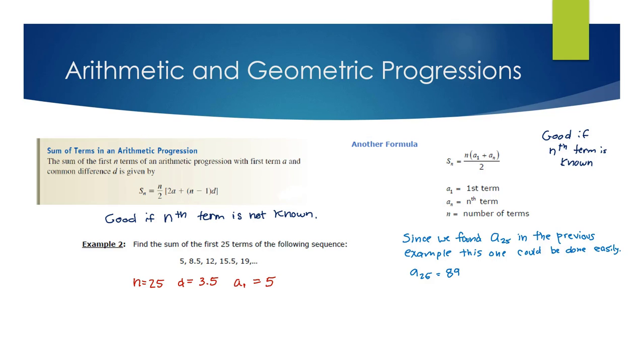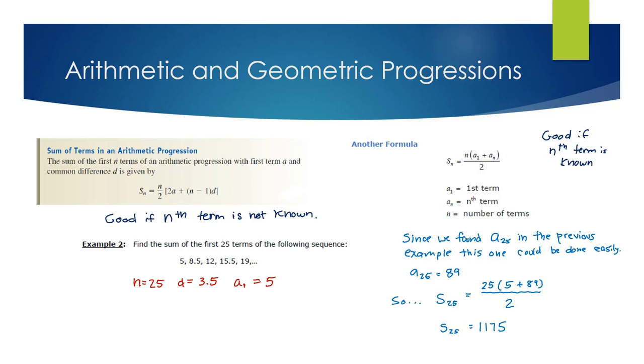And if I use it, I'm just plugging the 25 in for n. A1, the first term, is 5. The nth term, or 25th term, is 89, all divided by 2. And when I work that out, I get 1,175.